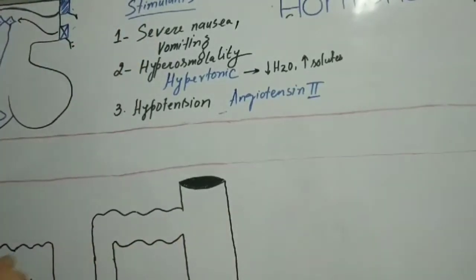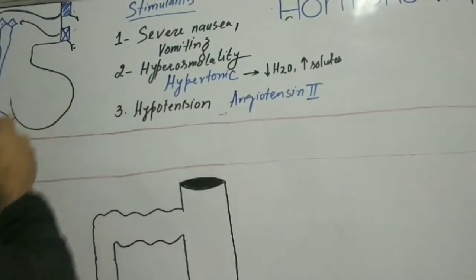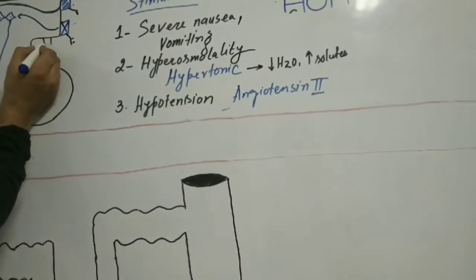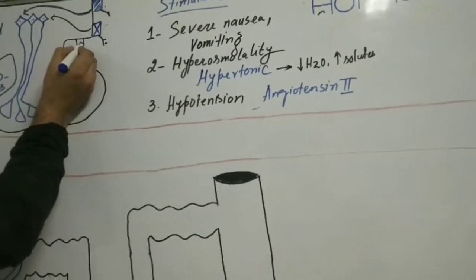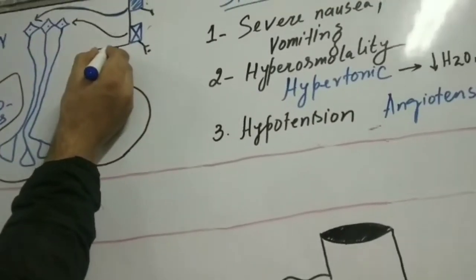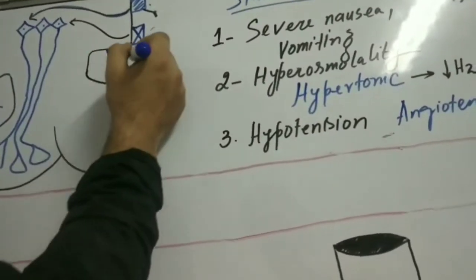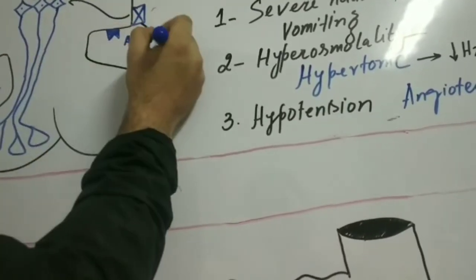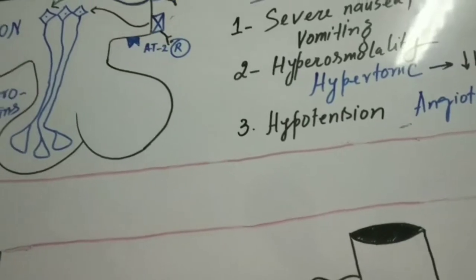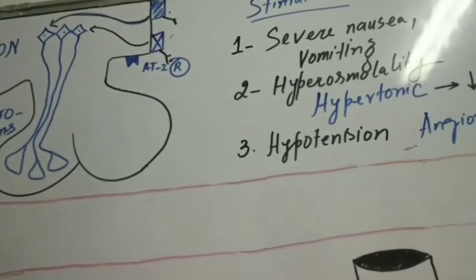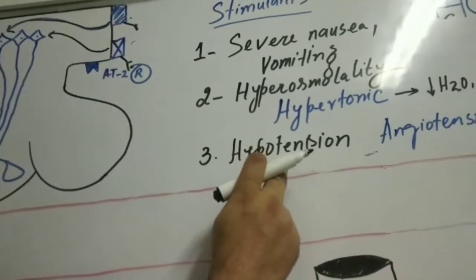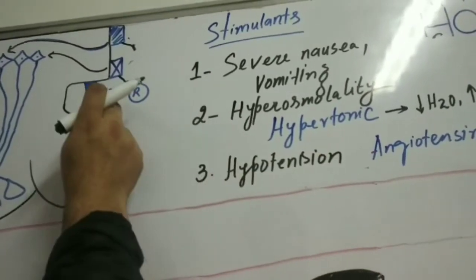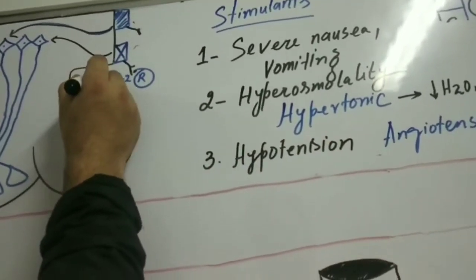This angiotensin 2 has receptors in the hypothalamus. Let me show you here the angiotensin 2 receptor. It's present in the hypothalamus. Now, during hypotension, the angiotensin 2 which is released goes to the angiotensin 2 receptor and stimulates it.